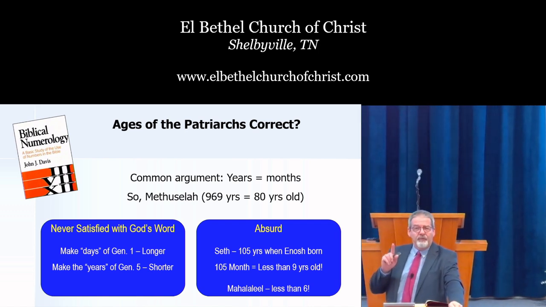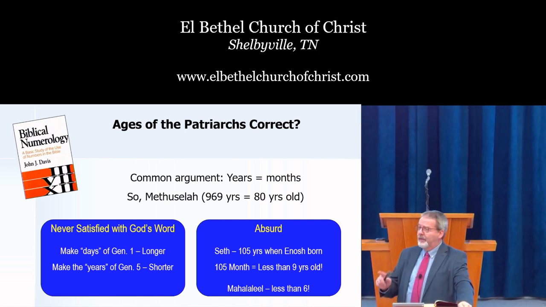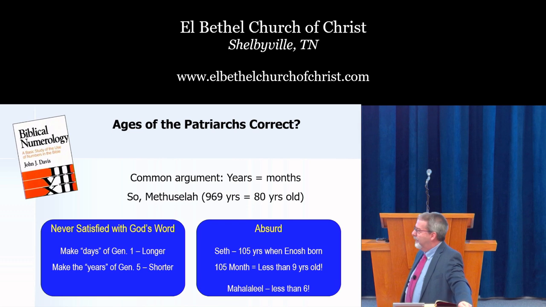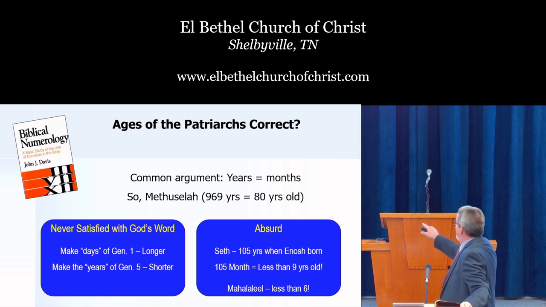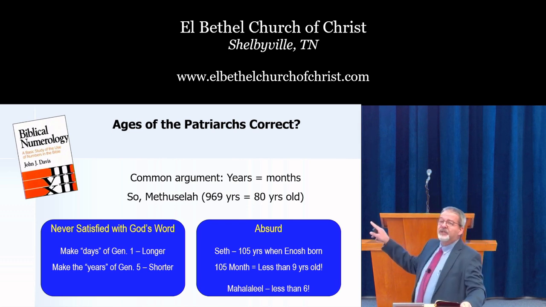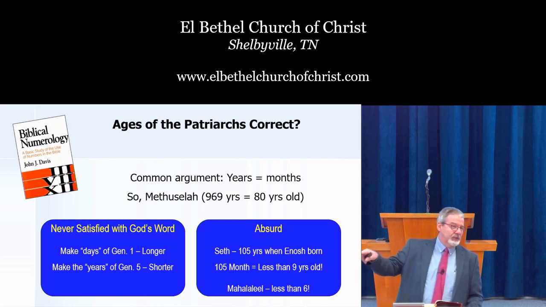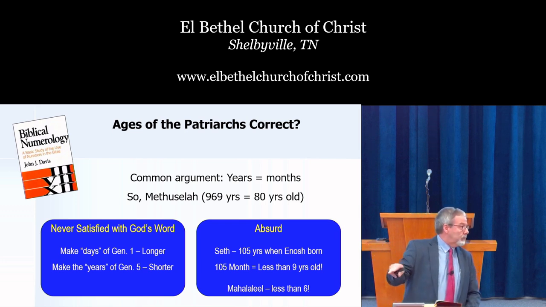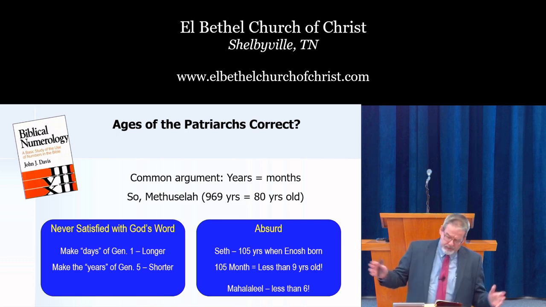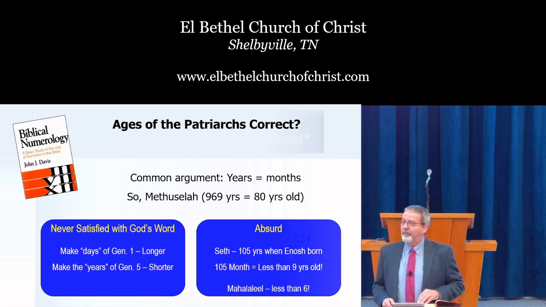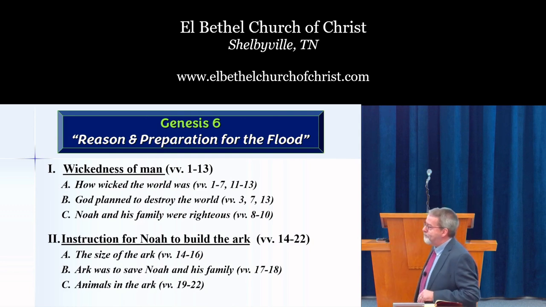Seth was 105 years when Enosh was born. Let's translate that to months. He would have been less than 9 years old when his son was born. That doesn't work too well. Well, that's not the worst of it, because there are two others that were not quite 6 years old when they had sons. So that doesn't work too well. And so that's not what Genesis 5 is about. Does that make sense? All right.